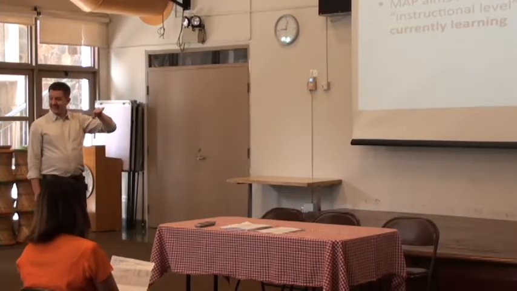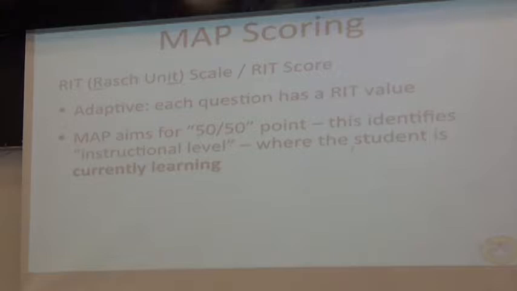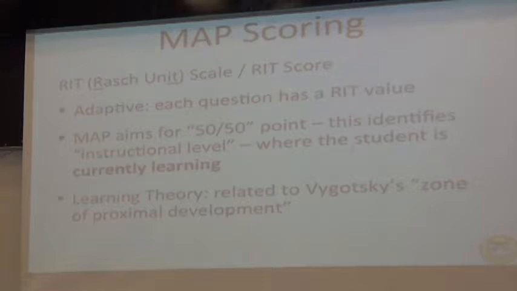So, like I was saying, the test will automatically adapt to the student taking the test, and it'll aim for that 50-50 point. So aim for the place where the kid is mostly getting one right, gets a harder one, gets one wrong, gets an easier one, gets it right, gets it wrong, gets it right. And that 50-50 point is related to an educational theory of what Lev Vygotsky, famous Russian educational theorist, calls the zone of proximal development. So we actually use this to hone in on where that student is learning next. That's really the sweet spot for learning.